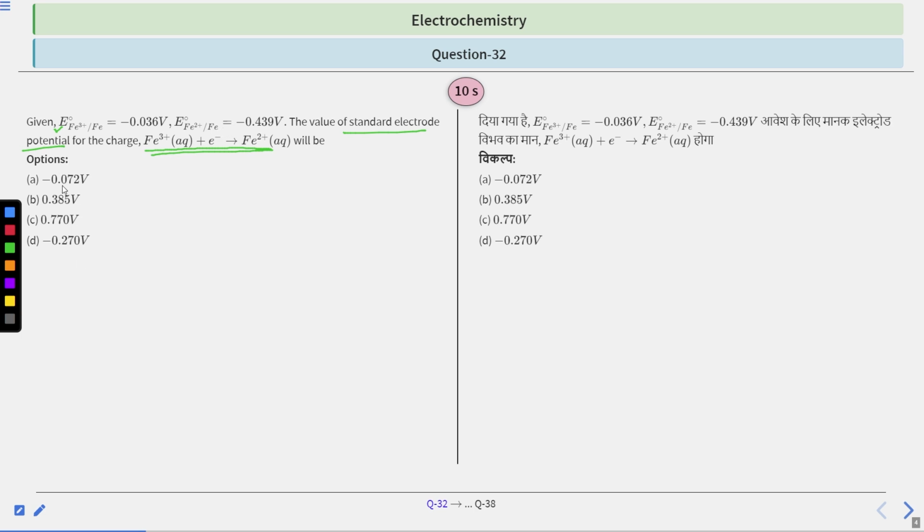Options are minus 0.072 volt, 0.385 volt, 0.770 volt, or minus 0.270 volt. You have 10 seconds to solve this question. After that, we will see the answer.